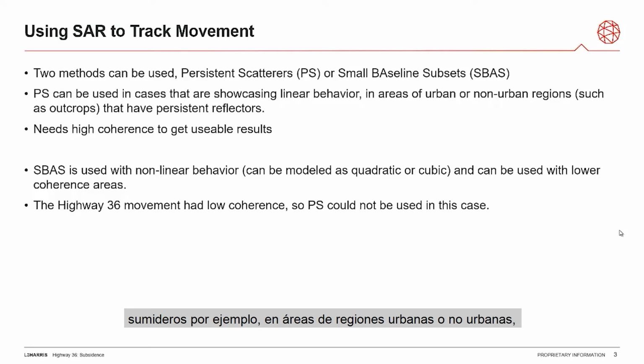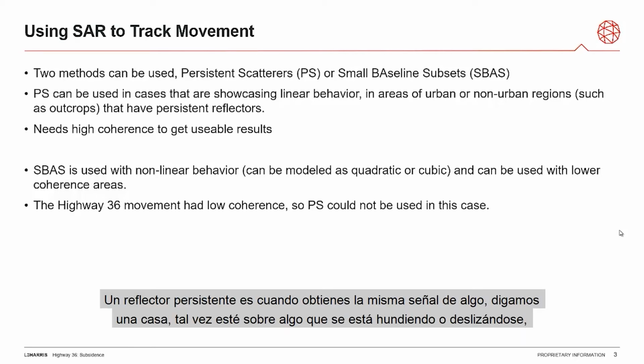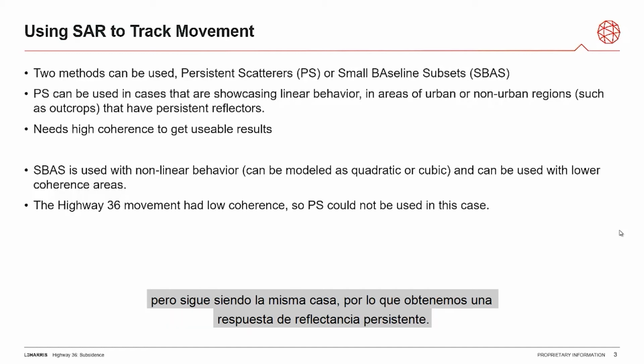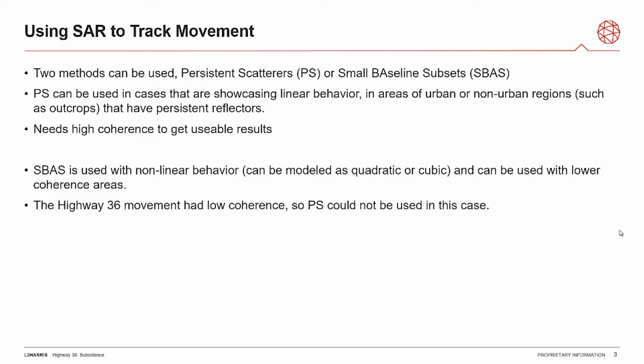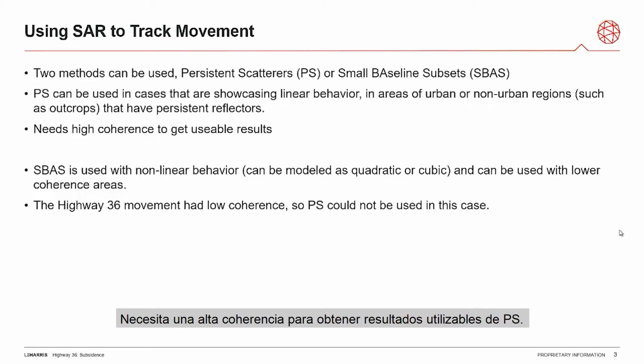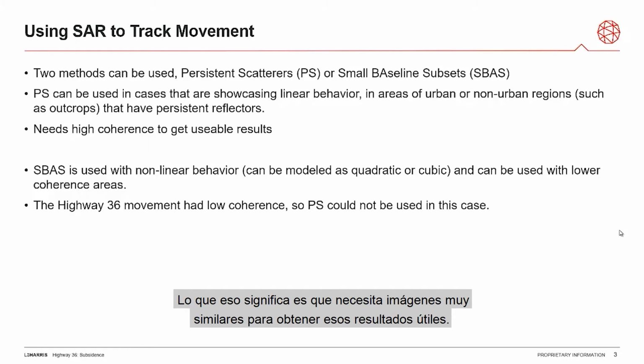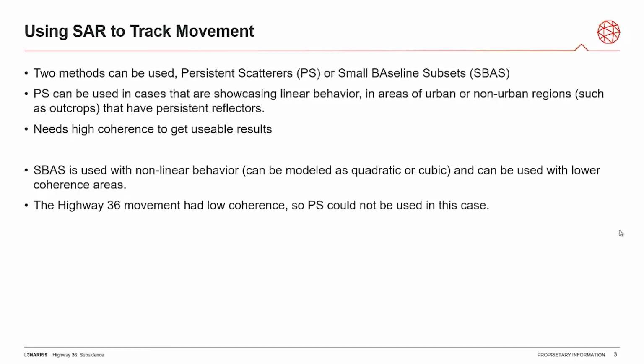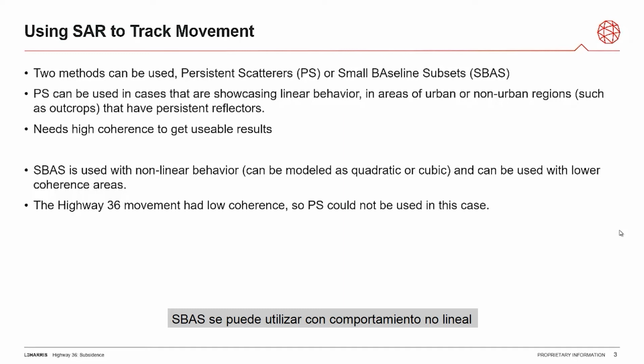It is used in areas of urban or non-urban regions that have, say, a rock face, where they have persistent reflectors. What a persistent reflector is, you are getting the same signal off of something. So say a house, maybe it's on top of something that's subsiding, moving down a cliff, what have you, but it is still the same house, so we're getting a persistent reflectance response from it. You need high coherence to get usable results with persistent scatterers. What that means is you need very similar images, or very similar likeness between your images, to get those usable results.